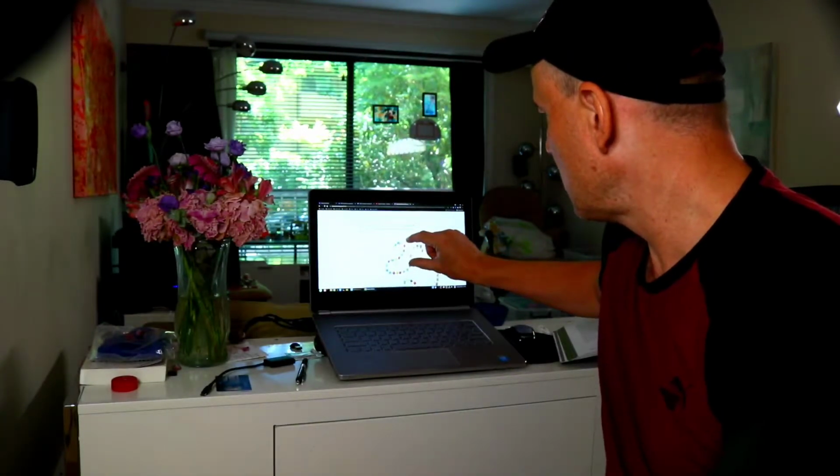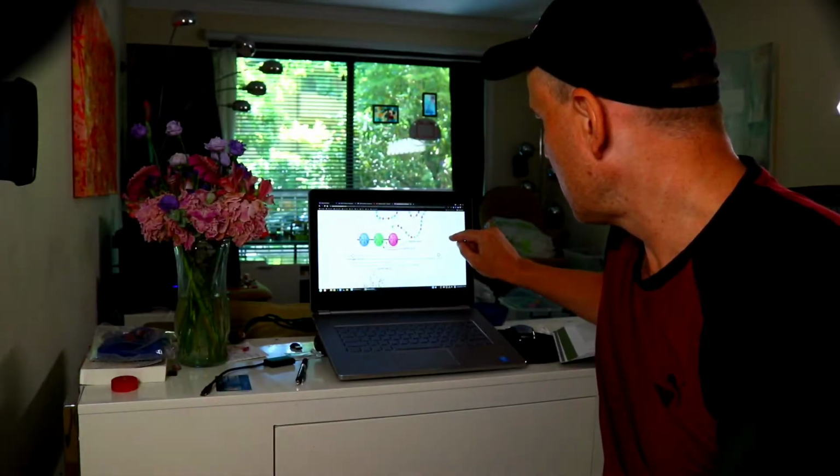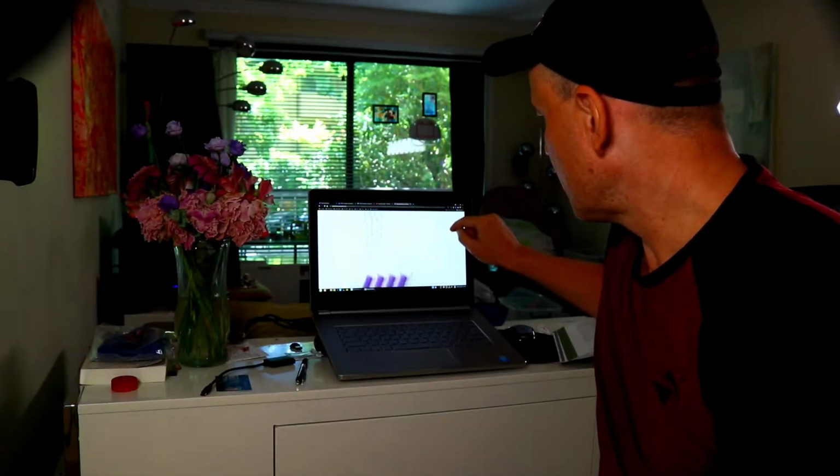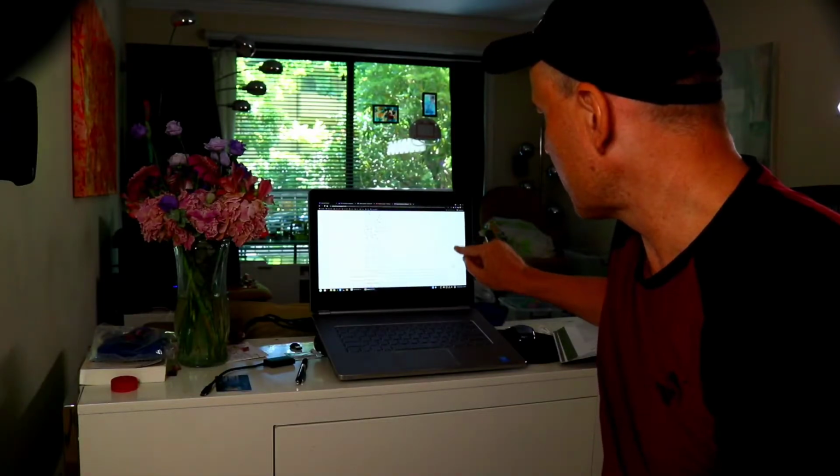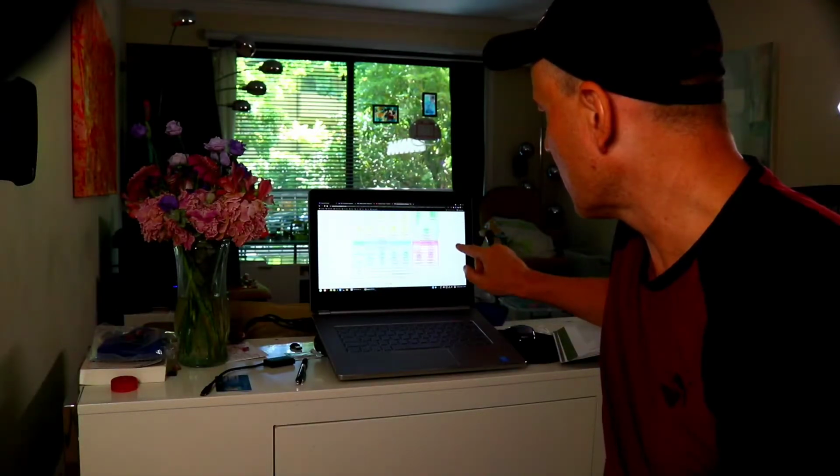Can we see? Oh, I did something. These images, have a look at these images, but let's just look at it here.